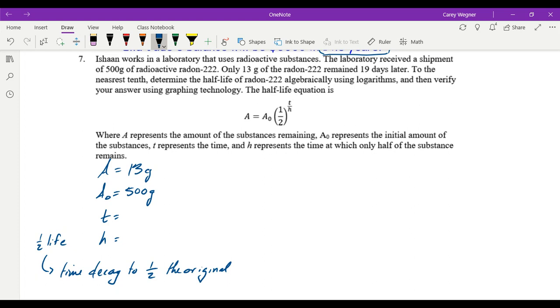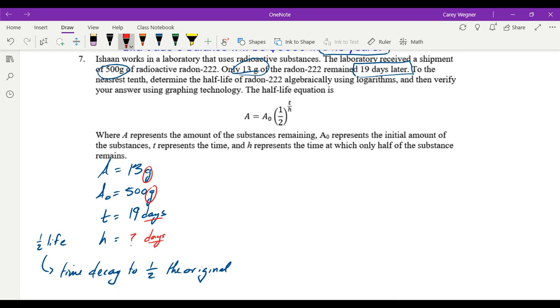So let's come back to the question. We know how much is left 19 days later. So is this 13 grams here half of 5,000? Nope, it's not half. So this 19 days isn't a half-life. That's just the amount of time that has passed. Now notice here, as we saw in chapter 6, these two A values have the same unit. They're both grams. And so this time and the half-life, those will have the same units as well.